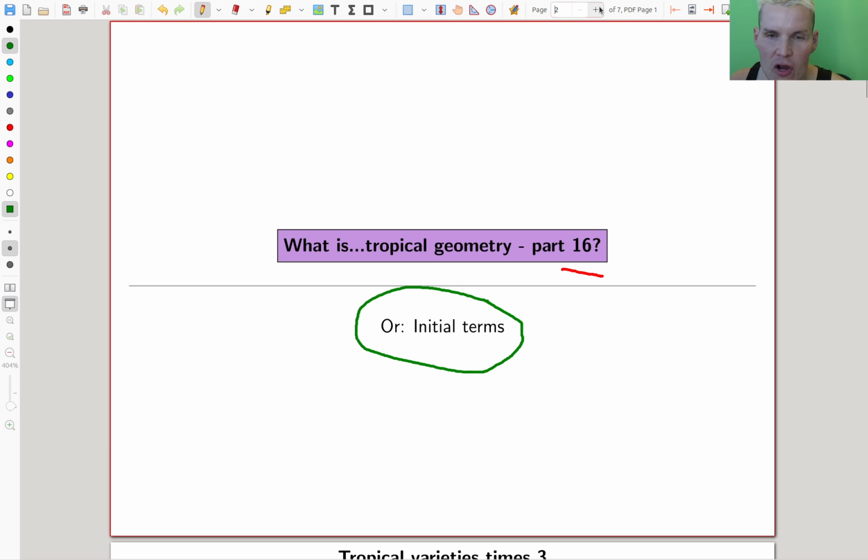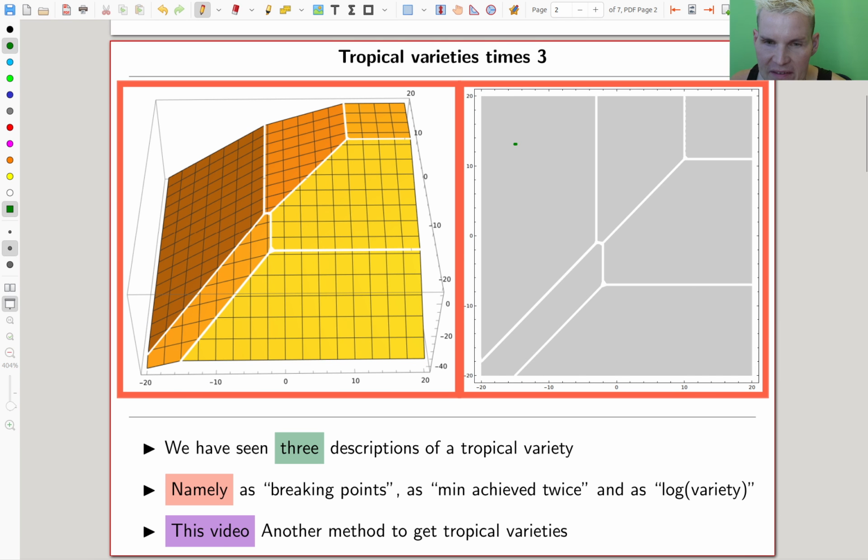But we start by recalling what a tropical variety is. It's this piecewise linear function, remember, and we flatten it: you just take the points where it's not linear, the breaking points. So we have seen 3 descriptions already, and I will recall them for you. The breaking point description is the one I like the most. You have this piecewise linear function, and you just record the breaking points. There was this idea of the minimum achieved twice, which is really easy to see is equivalent to having breaking points. That's essentially what it means to be not linear at that point.